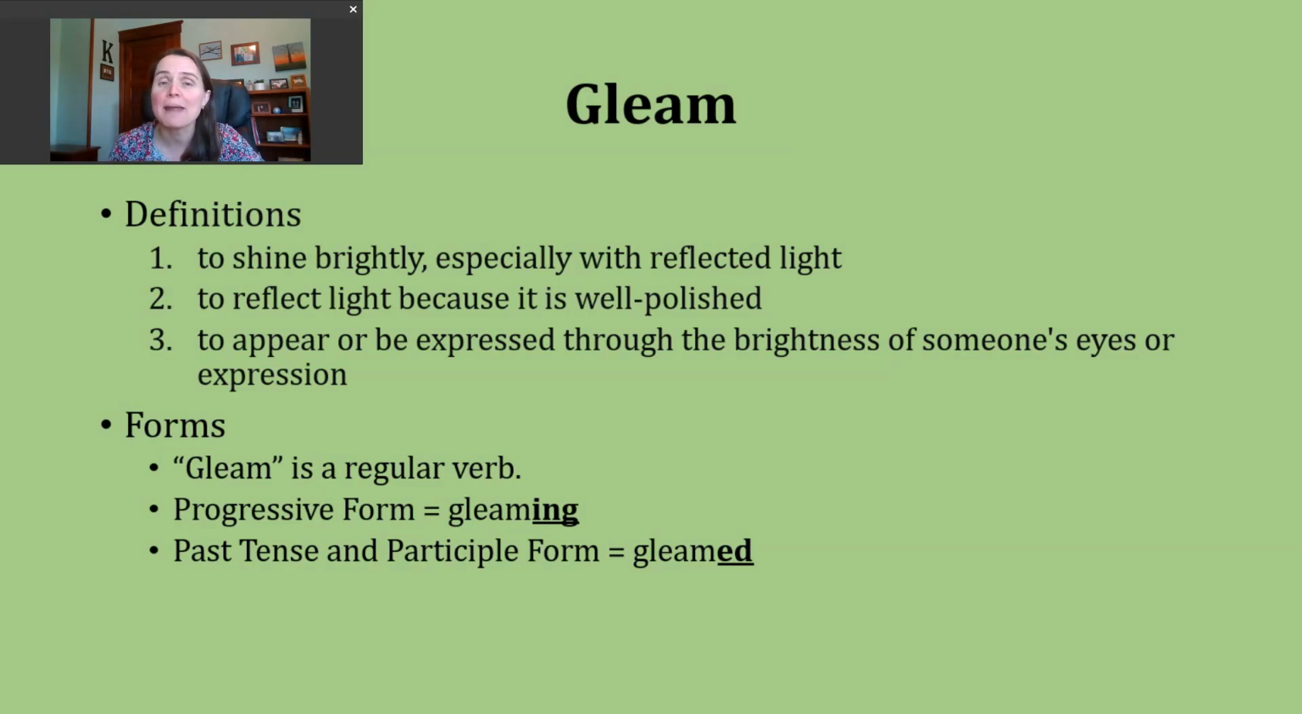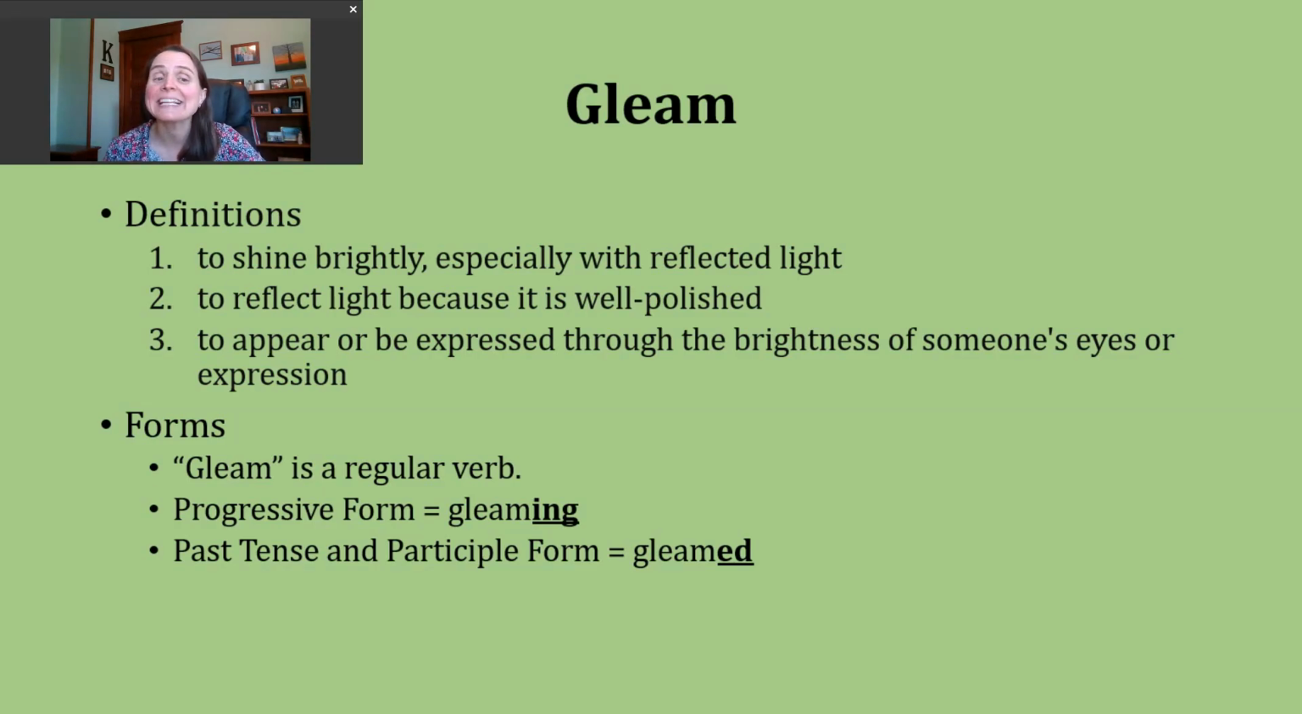A second way you may encounter the verb gleam can mean to reflect light because something is well polished. So we might think of something being extremely clean, in just this fantastic condition, and therefore the light reflects off of it. A third way you may encounter gleam means to appear or be expressed through the brightness of someone's eyes or an expression. We're going to see some examples of that a little bit later, but it has to do with a certain look that may appear in one's eyes.